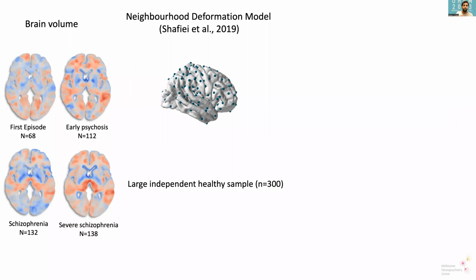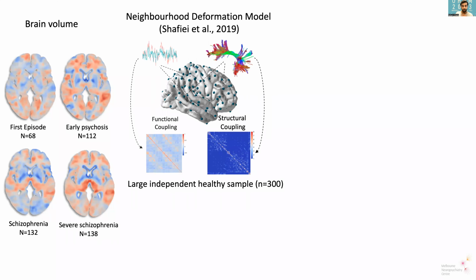To implement this model, we also need solid estimates of the pattern and strength of functional coupling or connectivity between regions in a representative healthy brain. Using a large, completely independent sample of 300 adults, we used diffusion and functional MRI to get consensus estimates of the strength of structural and functional coupling between each pair of these same 332 regions. So for these 332 regions, we have different estimates of volume change for each of the samples, as well as representative or normative structural and functional coupling strength between each pair of regions.